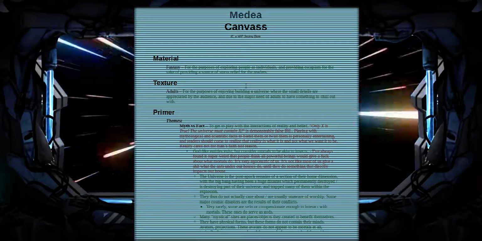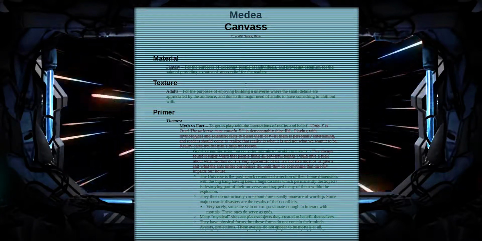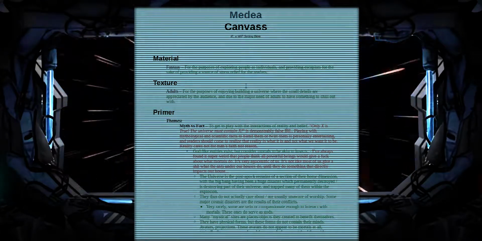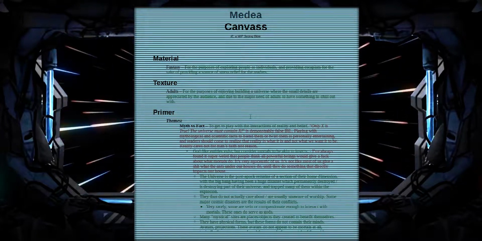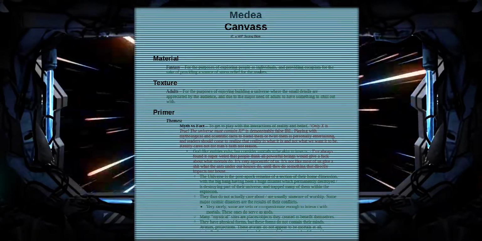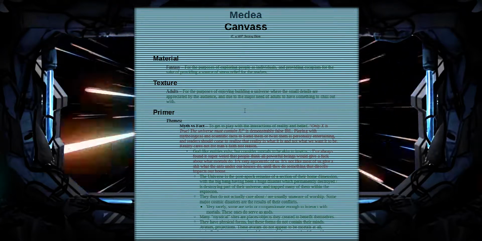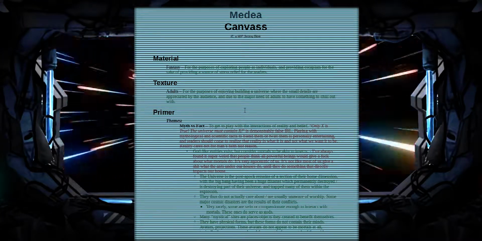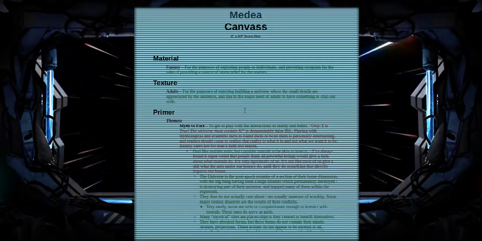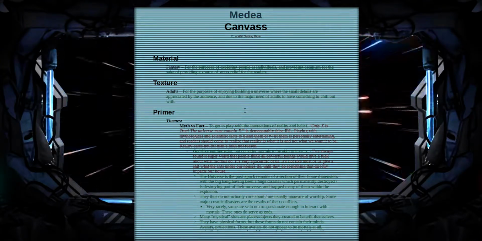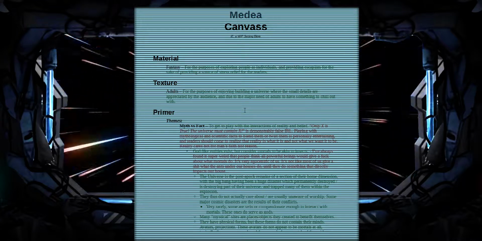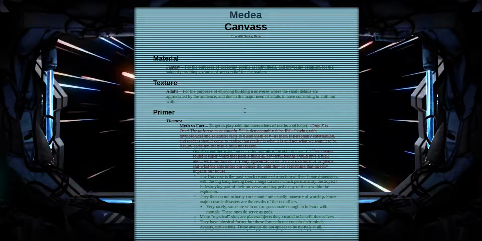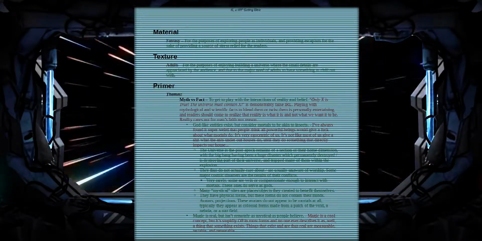Now, fantasy. I want to do fantasy for the purposes of exploring people as individuals and providing escapism for the sake of providing a source of stress relief for the readers. Why is there no why for that? Well, it doesn't really need to be a why for the why on that one. If you want to put that down, you can. That's more for your primer and your paints. Now, texturing. I want to tell this story to adults. Why? For the purposes of enjoying building a universe where the small details are appreciated by the audience, and due to the major need for adults to have something to just chill out with. See? I tied that into what came before. I tied the texture into the material. That's what you're doing this whole time.